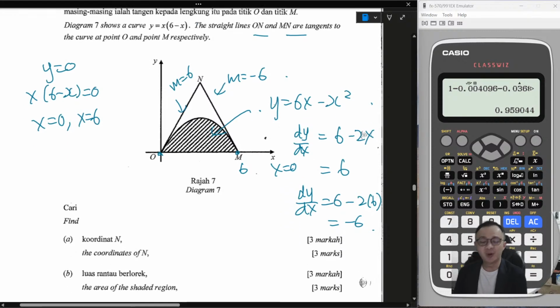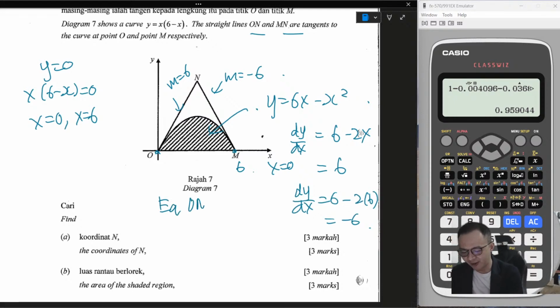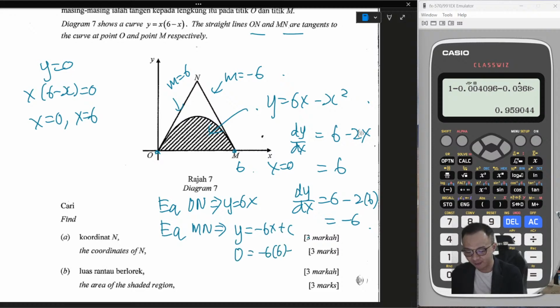So once I got both of these ready, I can easily find my straight lines. So the equation of ON is y equals 6x because c is obviously 0. Then we do the equation of MN. This is y equals negative 6x plus c. Then I sub in 6, 0: 0 equals negative 36 plus c. So c is 36. So therefore, the other equation is y equals negative 6x plus 36.